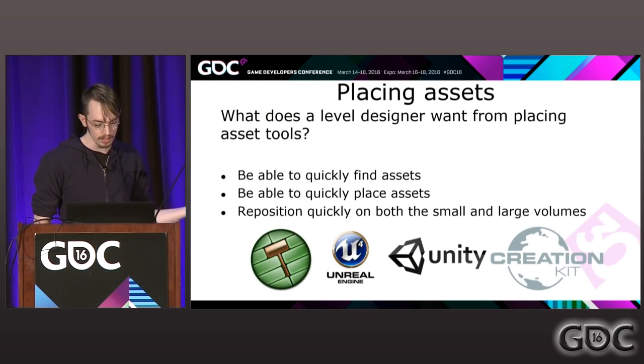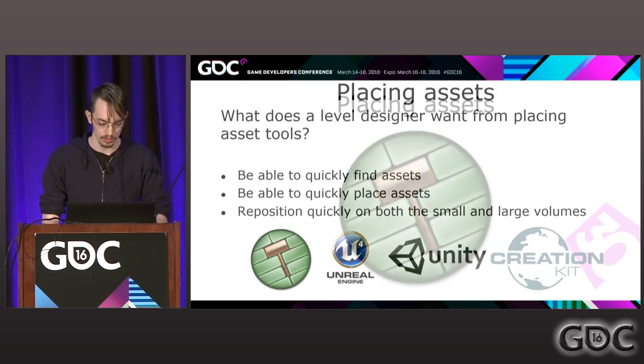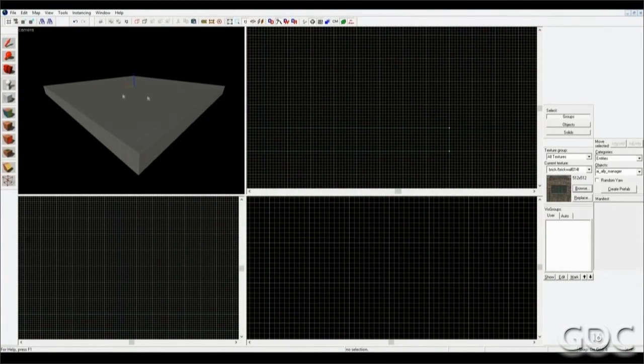So we want to quickly place stuff and basically reposition quickly in both the large and small volumes. Okay, let's take a look. So in Hammer, we can select a variety of prop entities, such as dynamic, physics, static, etc. We then place it, and then we have to find a model for it. We have to do this by keywords.